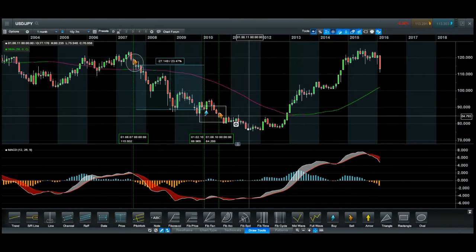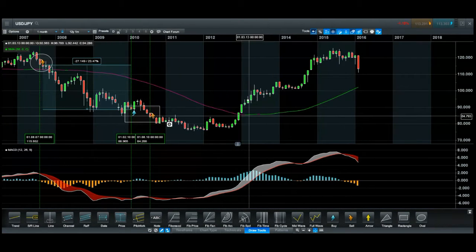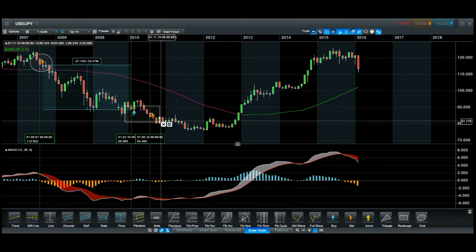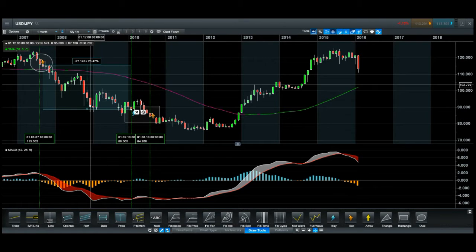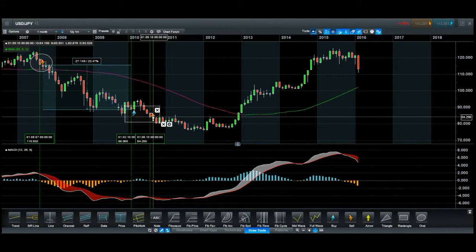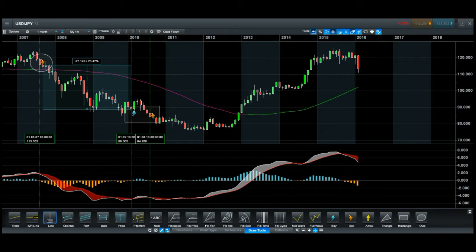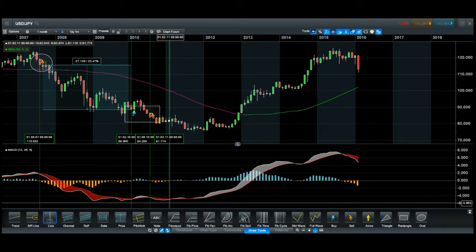All right, let me enlarge it so you can see it clearly. This entry here and the sell here, which are indicated by MACD, create a loss. So this trade is a win, this is a loss, and then you wait until you cross back again here.